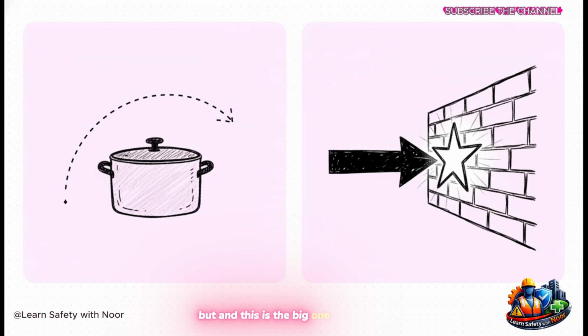But, and this is the big one, if the answer is no, if there is nothing later on that will fix this, then congratulations, you've found it. This step is a critical control point, and you absolutely must control it here.